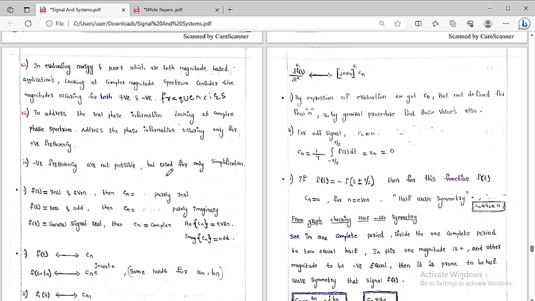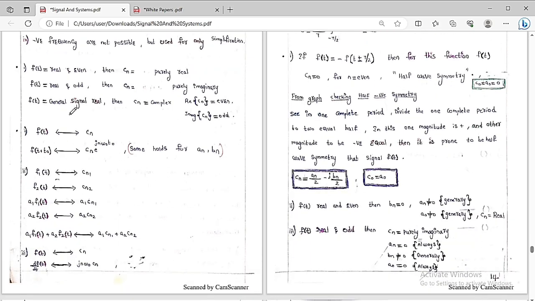So in the real world there is nothing like negative frequencies, but we are going to use them only for simplification purposes. We are going to use the negative frequencies only for simplification purpose only. So this point you have to keep in your mind.